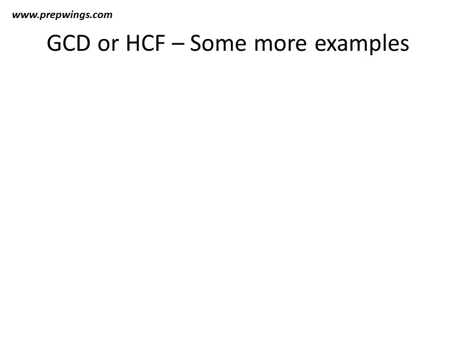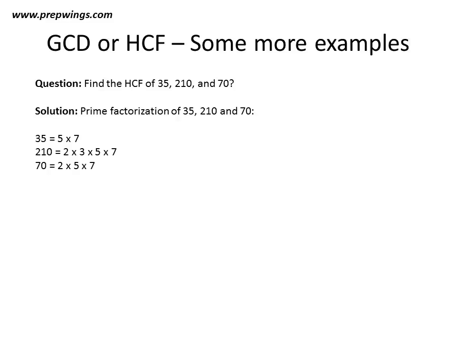Okay guys, now we look at some more examples. So over here we have to find the HCF of 35, 210 and 70. Okay, so as we did before, we'll prime factorize these numbers now. So 35 is equal to 5 into 7, 210 is equal to 2 into 3 into 5 into 7, and 70 is equal to 2 into 5 into 7. So these are the prime factorizations of 35, 210 and 70. Now if you look at it, the common prime numbers are 5 and 7, because 5 and 7 are present in all the three numbers, 35, 210 and 70.